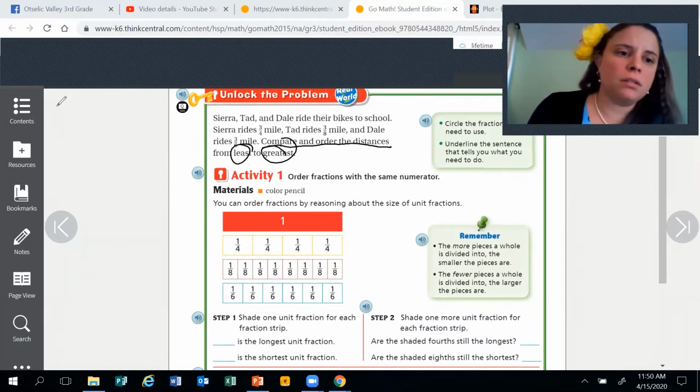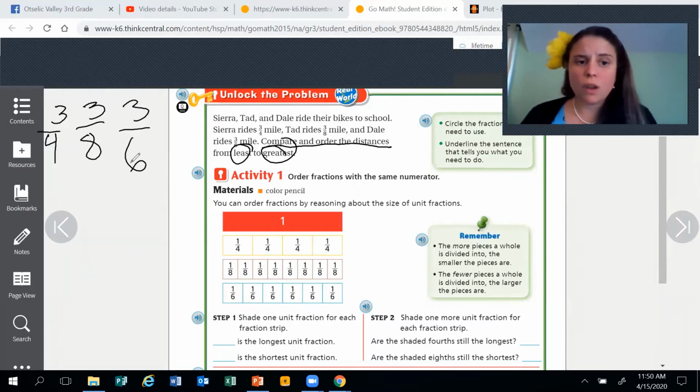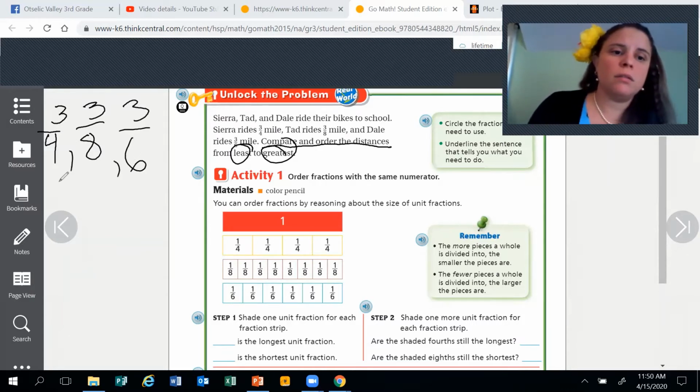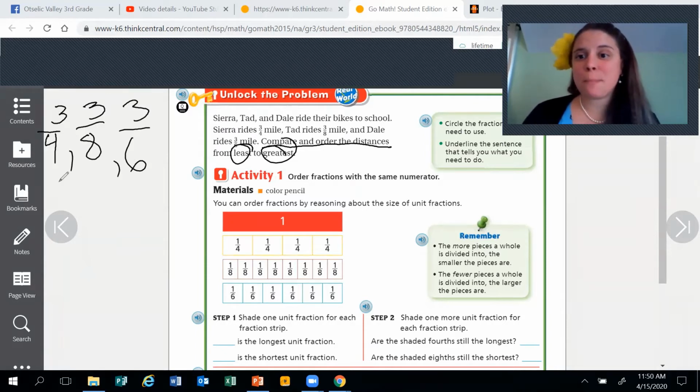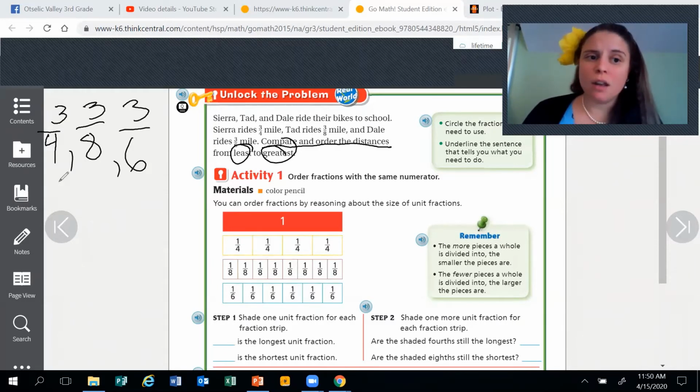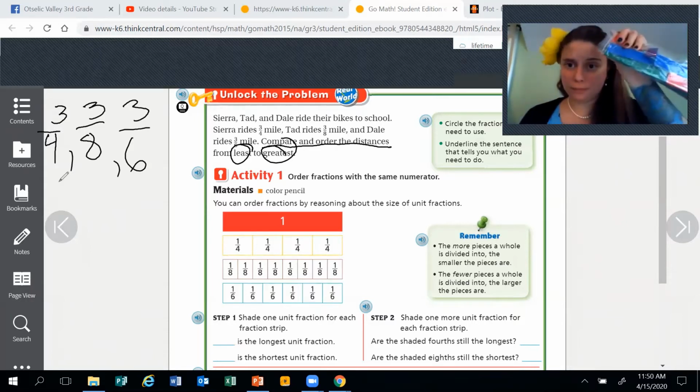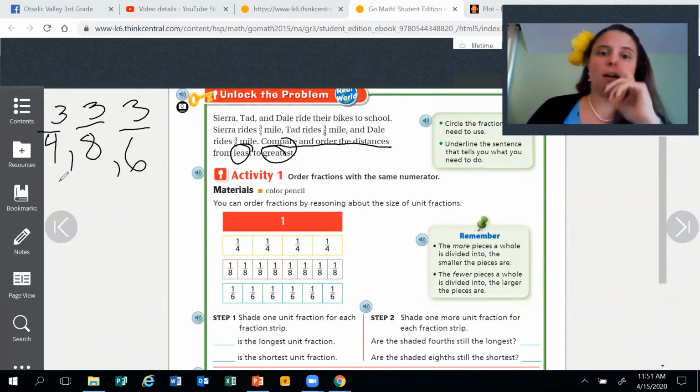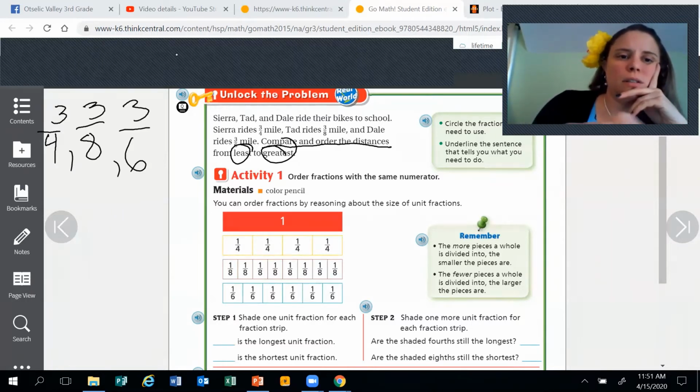And they gave us 3/4, 3/8, and 3/6. So when we look at these, they all have the same what? They all have the same numerator, okay? So we can focus on the denominators because they all have 3 pieces. Just the piece sizes are different. So you can use your fraction strips for this if you want, and I suggest it. It'll be good. And then we will, well, let's take a look.